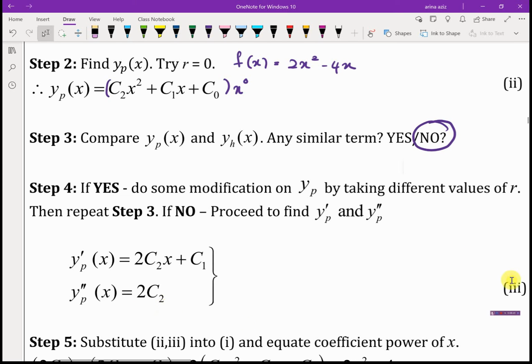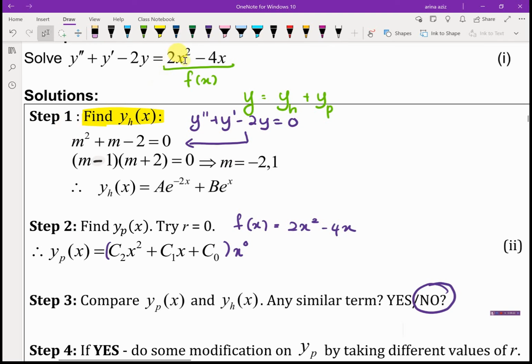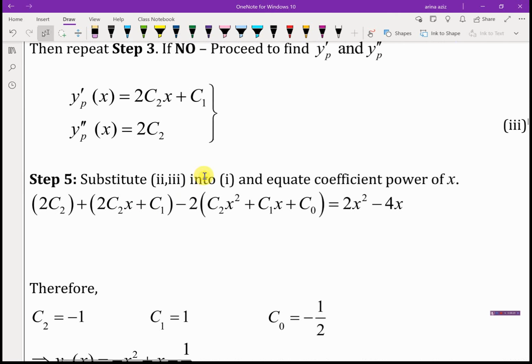So the next step is to substitute equations number 3 and number 2 into the differential equation, the original differential equation, so that we can compare with our fx here. Okay, so let's do this. It's already inserted there. So this is our yp double prime, and this is our yp prime. This is minus 2, this is yp.